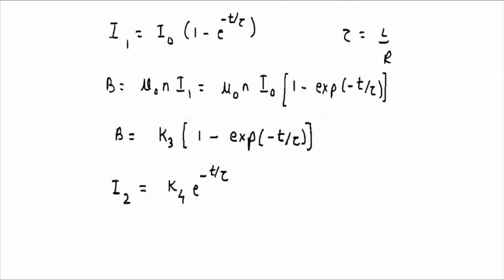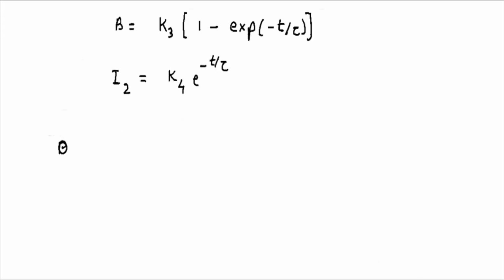I2 would then turn out to be k4 times e to the power minus t over tau, where we write the constant as k4. Why? Because if we differentiate this expression, the constant term gives 0, and what remains is e to the power minus t by tau times minus 1 divided by tau, which we have termed a constant, because ultimately we just need the variation of b times I2 with time.